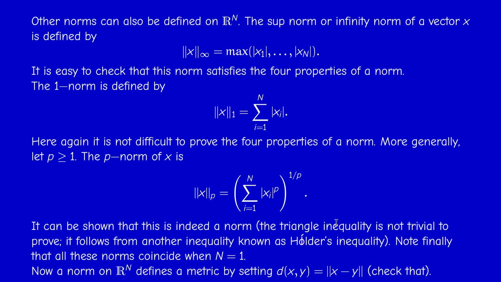So non-negativity is clear because it's a norm. It's 0 if and only if the difference is 0, so when x equal y. And symmetry, of course, is clear because the norm of x minus y is the norm of y minus x by property 2, by homogeneity. Okay? And the triangle inequality for d follows from the triangle inequality for the norm. So, okay, this concludes this subsection on norms on Rn.